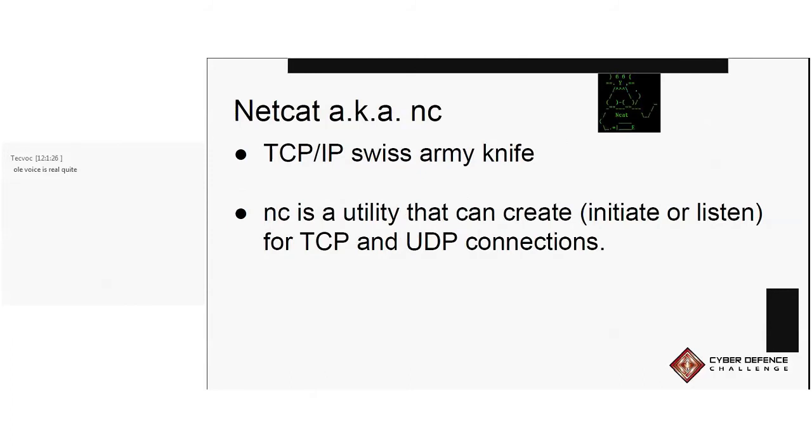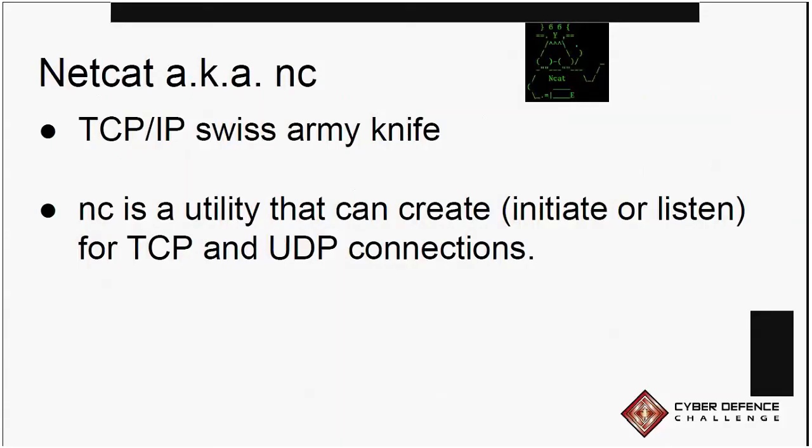So without further ado, let's jump into NetCat, also known as NC. Basically, it's a TCP/IP Swiss Army knife. One can say, what the hell does that mean? Basically, this utility can create, so it can initiate or listen to connections for TCP and UDP. It has some abilities to manipulate raw sockets, but we won't concentrate on that.